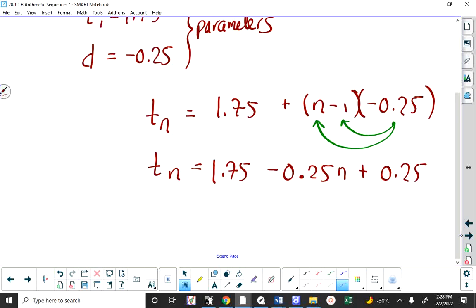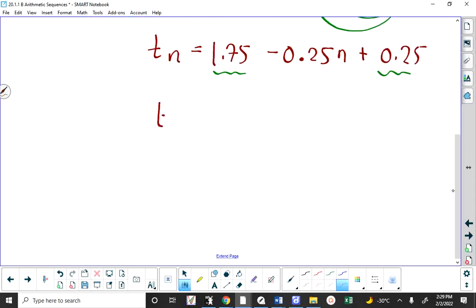So when we expand that, we get 1.75 minus 0.25n plus 0.25. These two numbers here are numbers. They can be added together. They're like terms. 1.75 plus 0.25 is 2. So we get 2 minus 0.25n.